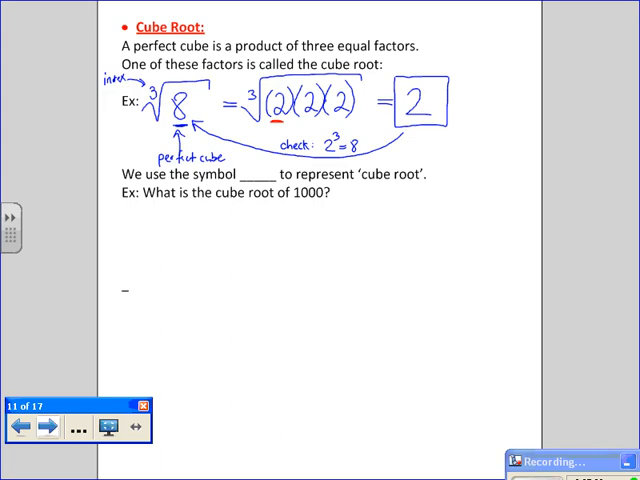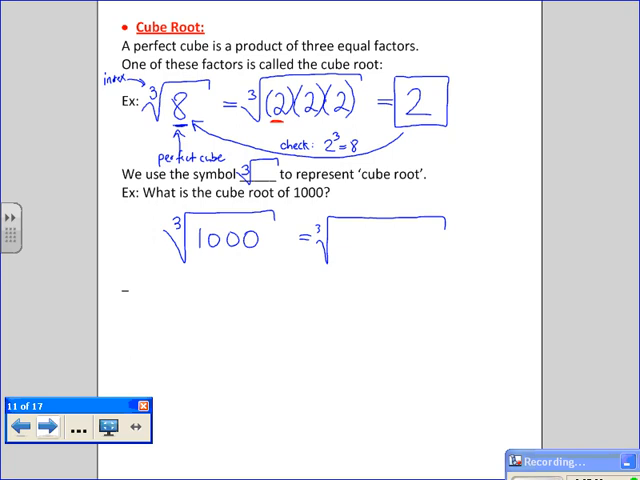So we use the symbol for cube rooting. It has to have that little 3 in the index to represent the cube root. Let's do another one. What's the cube root of 1,000? Again, think about what number multiplied by itself 3 times would give me 1,000. The answer turns out to be 10.